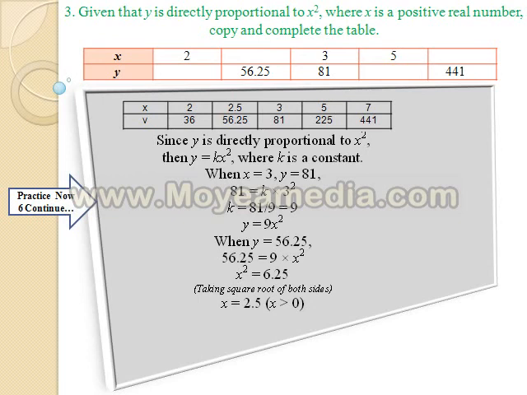and we have here x squared is equal to 56.25 divided by 9, which is 6.25. And we need the x, so taking the square root of both sides. On the left side, the square root cancels with the square. x is equal to, you take the square root of 6.25 and it gives you 2.5. And this x greater than 0 means, remember, when you take the square root you always get two values, plus minus, but here we're only taking the positive value.